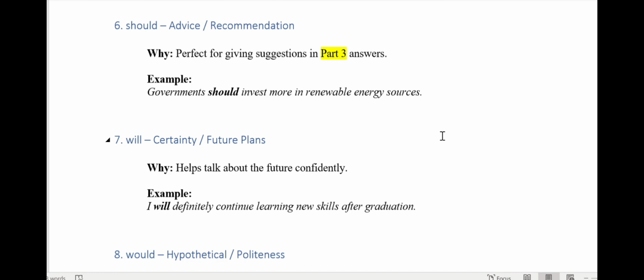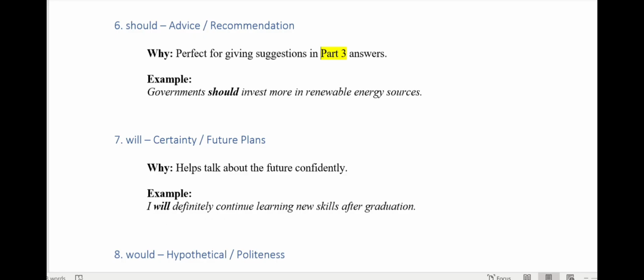Okay. The next word is will. Will speaks about certainty and future plans. It helps talk about the future confidently. For example, I will definitely continue learning new skills after graduation.